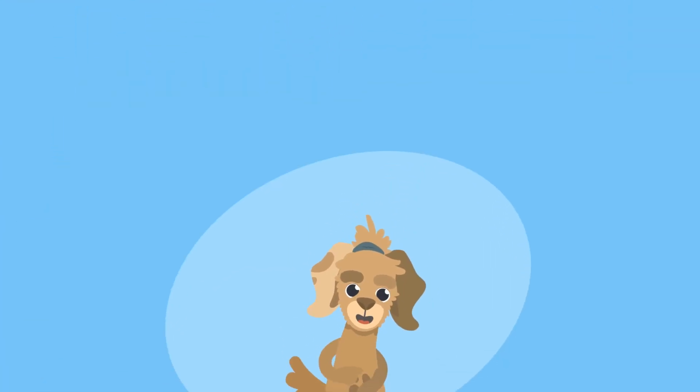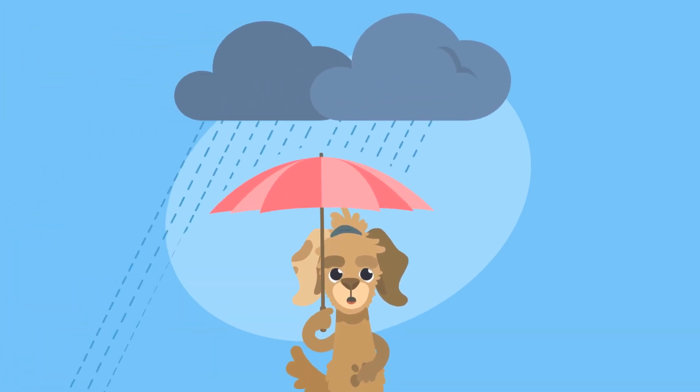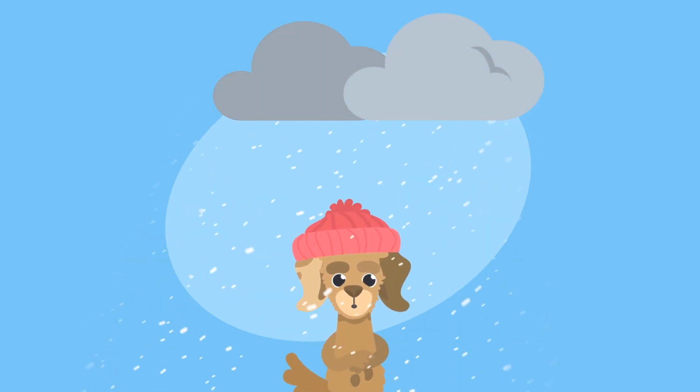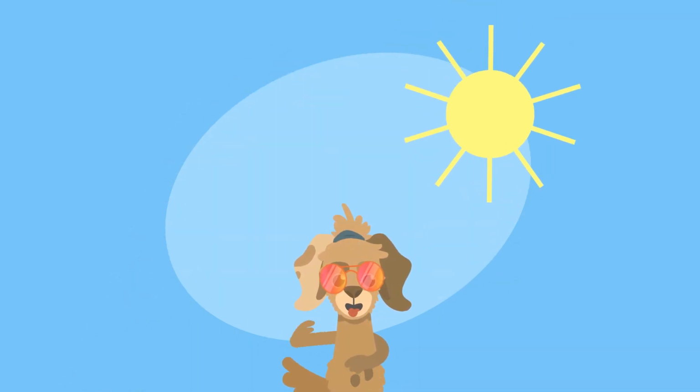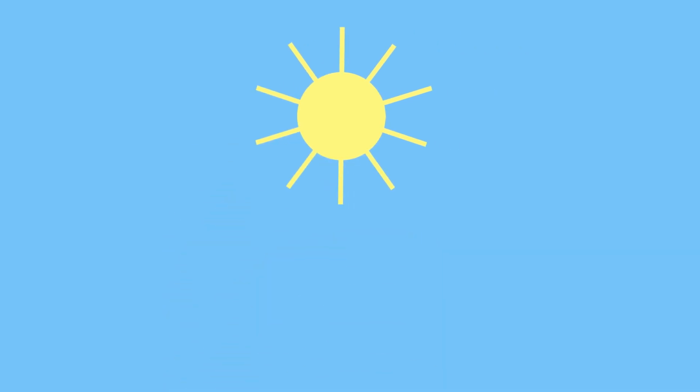The weather. Oh, look, Uma is outside. It's raining. It's snowing. The sun is shining. The weather can be quite different. But what is weather, and where does it come from anyways?